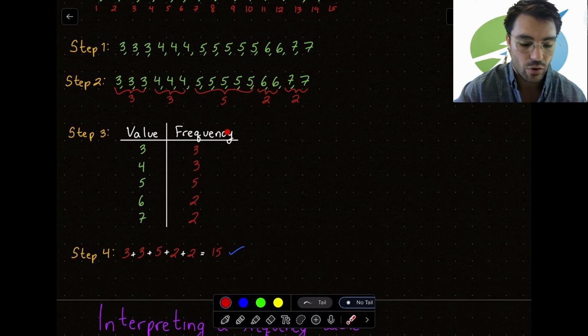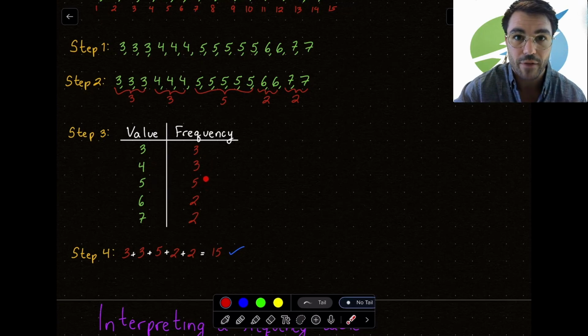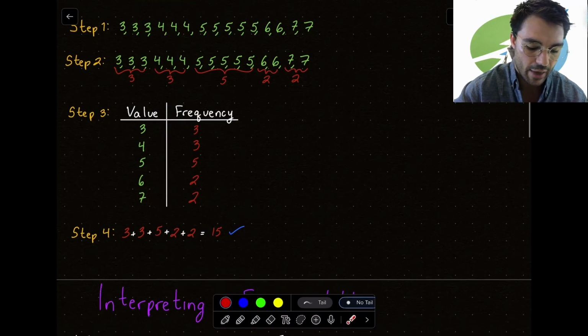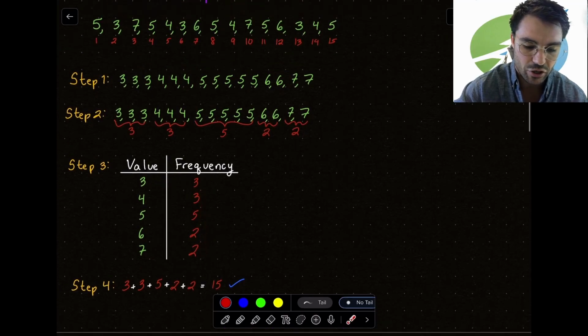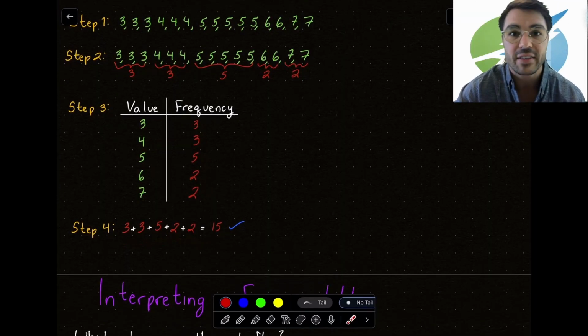Step three, we create our table. The value 3 occurs 3 times. The value 4 occurs 3 times. The value 5 occurs 5 times. The value 6 occurs twice. And likewise, the value 7 occurs twice. And lastly, we just add all these up to make sure it is equal to our total counts up here. All of these do, in fact, add up to 15. And that's it. We're done.